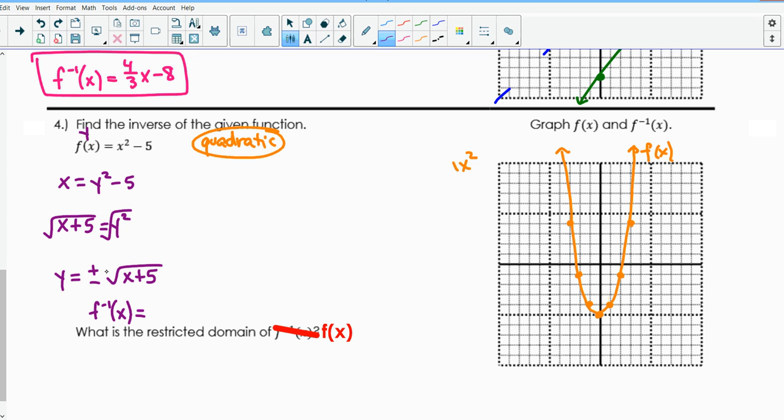Do I want the positive or do I want the negative? It's easier just to take the positive. So I'm going to say I want the square root of x plus 5. So this is my answer.